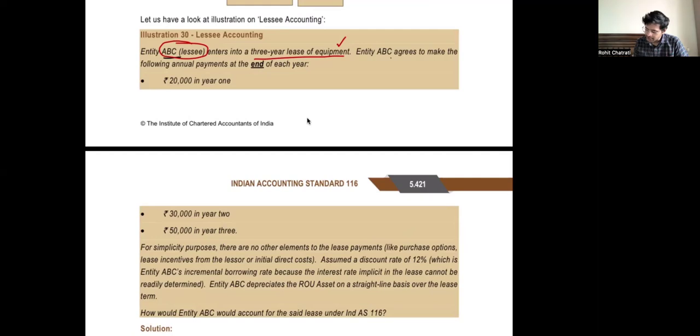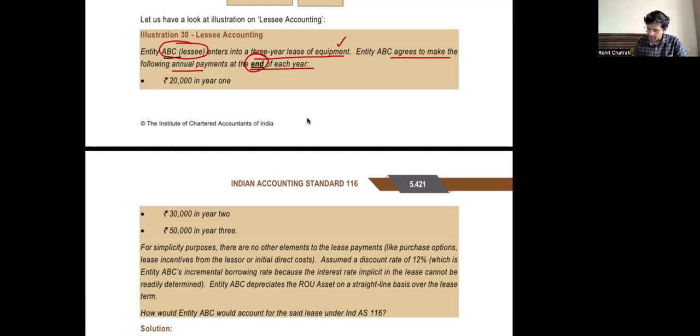Entity ABC agrees to make the following annual payments at the end of each year. Now, lessee is required to make payments to the lessor, and what the question is saying is these are payments that are going to be made annually and they are going to be made at the end of each year. I'm emphasizing the words end of each year because the timing is relevant, because we are going to discount the lease payments, and hence when we actually make the payment is of relevance. Whether you make a payment at the beginning of the year or at the end of the year is going to be relevant in the context of discounting. In this example, we're making payments at the end of each year.